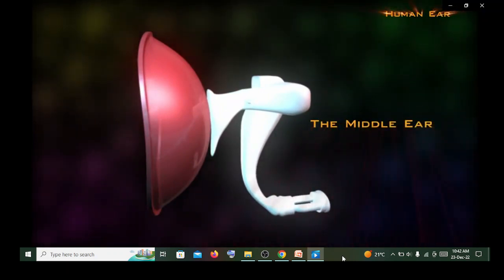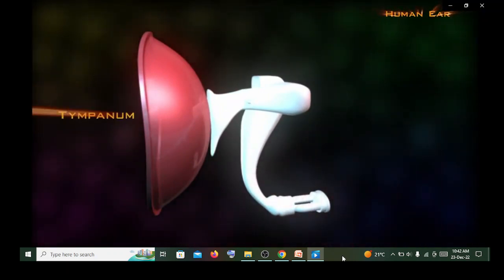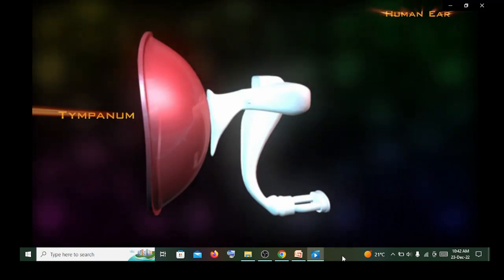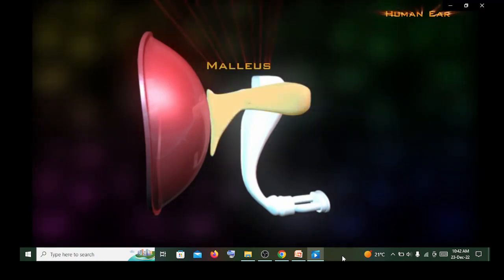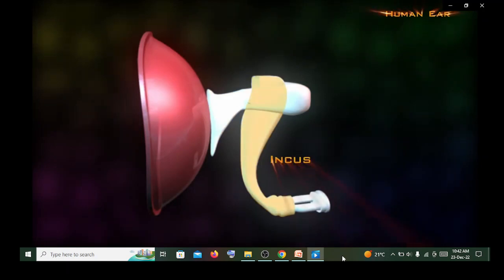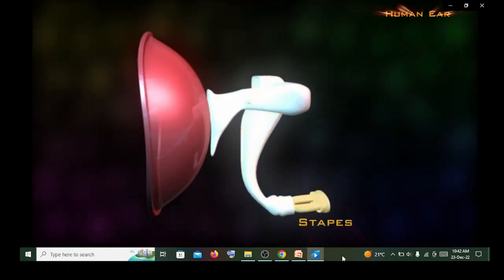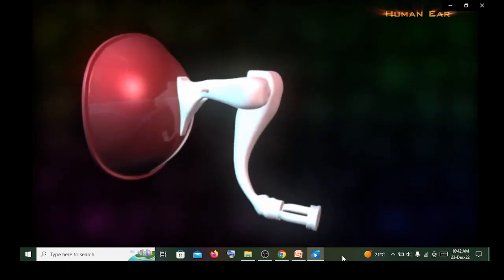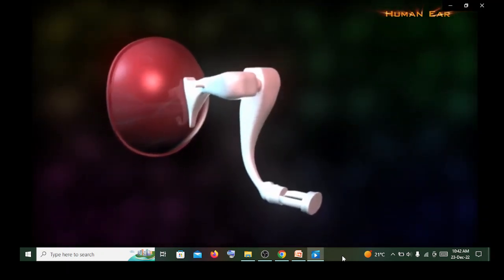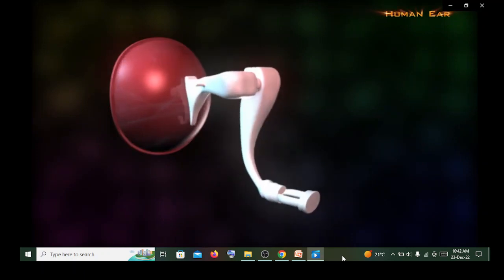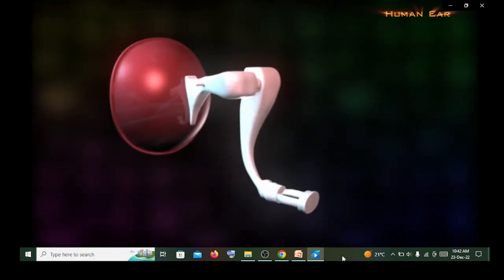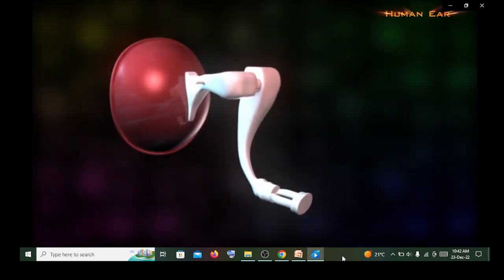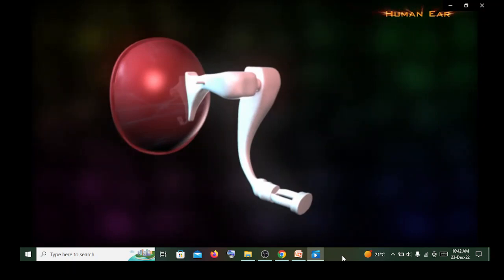The middle ear consists of the tympanum and a group of 3 very small bones, namely the malleus, the incus, and the stapes. Functions of the middle ear. The tympanic membrane vibrates with sound waves. The malleus, which is in contact with the tympanum, receives these vibrations. The movement in turn rotates the neighboring bone, incus.